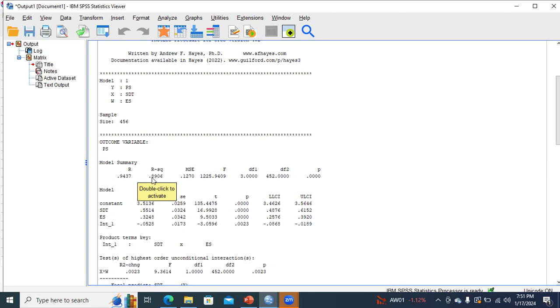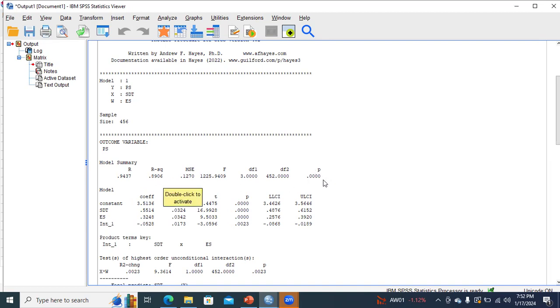Next, you can see the R square, which is 0.8906. It indicates that about 89% of the variation in your dependent variable, project success, is basically explained by short duration training and your moderating variable, which is effective scheduling. So it is a very good indication. It is a very strong impact.